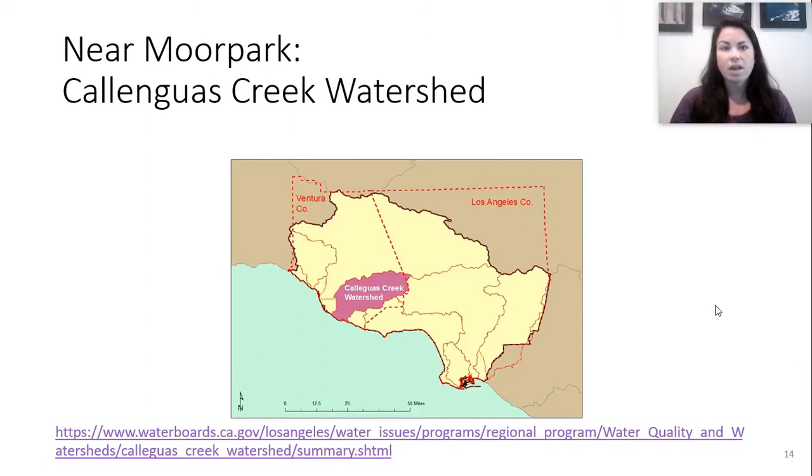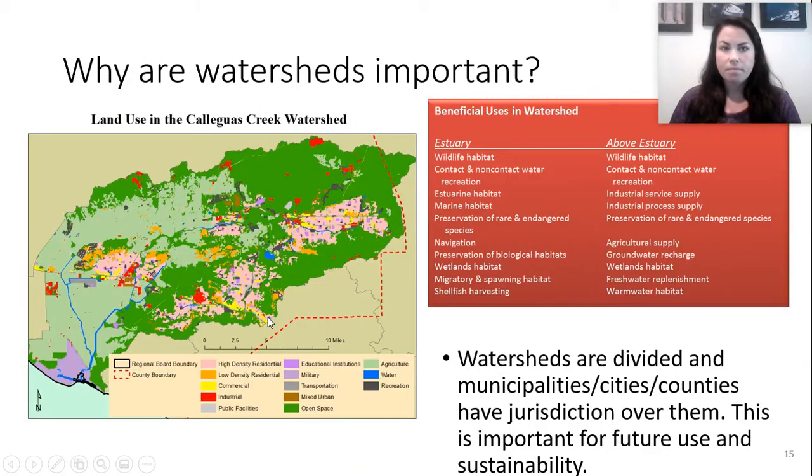you might belong to the Callegauas Creek watershed. And here's a map of that. So here's part of Ventura County. This is part of southern Ventura County here. And if you were to research the watershed, we would see that the watershed has quite a bit of beneficial use. And so this map divides out how some of this water is used.